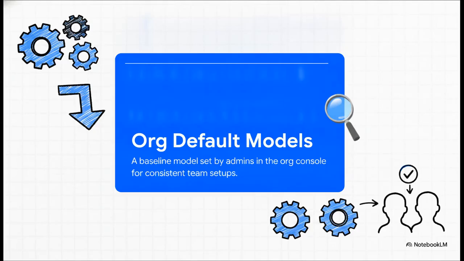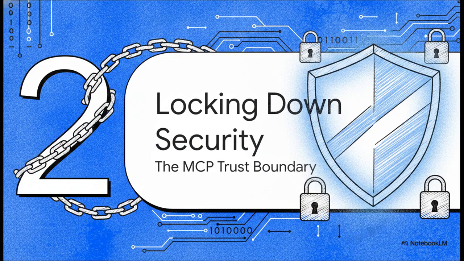Next up, we have org default models. Now, if you're on an enterprise team, this is a brilliantly frictionless setup. Admins can now just set a baseline model directly in the org console. So if a user hasn't gone in and manually picked a model using the /model command, no worries. They'll automatically see it labeled as org default or role default. It just ensures this perfectly consistent baseline across the entire team without forcing every single developer to mess with their own configurations.